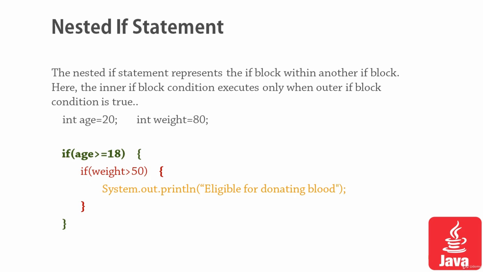So it would be a wastage of time and processor clock time if we check weight first. We have written the if statement for age first. If age is greater than or equal to 18, then it will move to the second condition. If weight is greater than 50, then it will print eligible for donating blood. Otherwise, if both conditions are not satisfied, you can display sorry, you are not eligible. And you can simply omit this if you don't want to provide any condition for that.